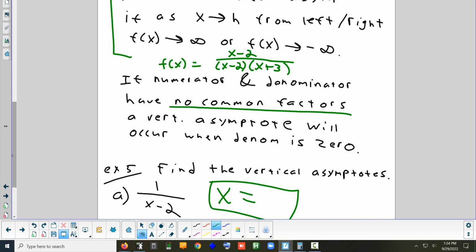All right. So when I see a question that says find the vertical asymptote, first thing I want to write down right away is x equals. Don't put y equals. That's horizontal. X equals. And what would be the value that would make the denominator 0? 2. And that's your vertical asymptote.